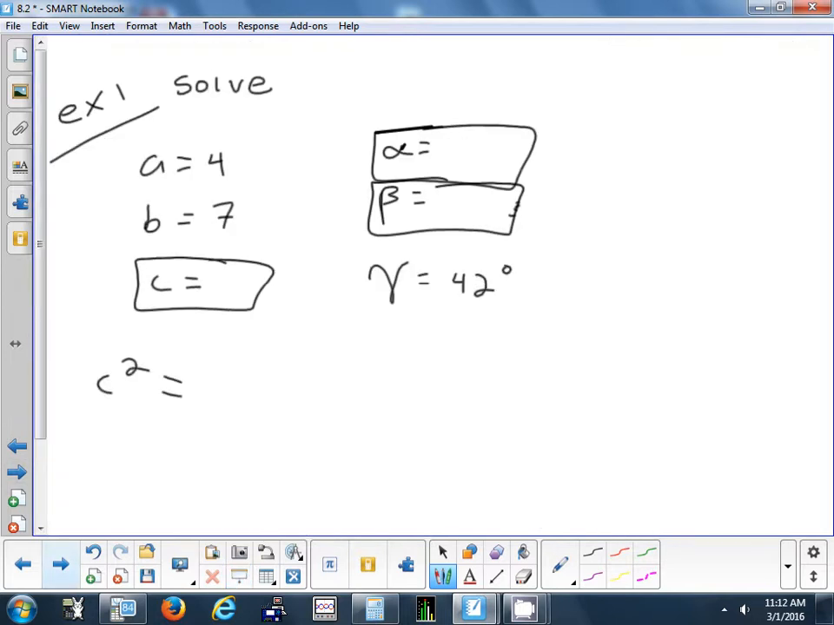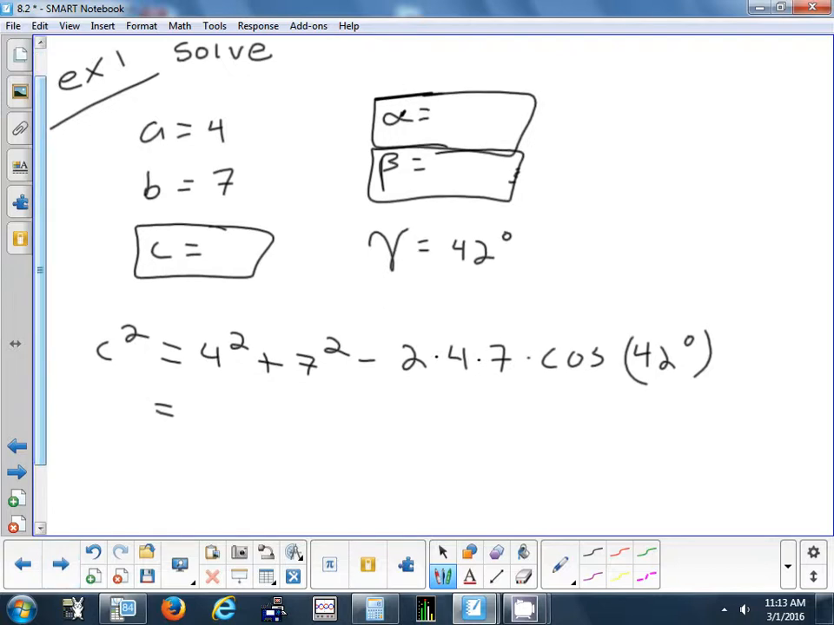So c squared equals a squared plus b squared minus 2ab cosine gamma. As we start to go through them, some of these steps I might do in my head, but for the first one, we'll write it out. 4 squared gives me how much? 16. 7 squared? 49. 2 times 4, 8, times 7, 56. Cosine 42.